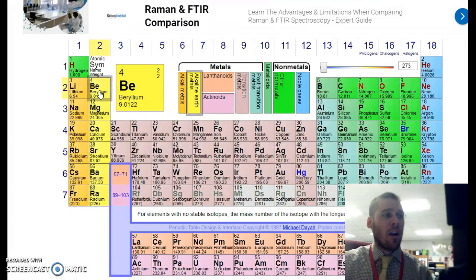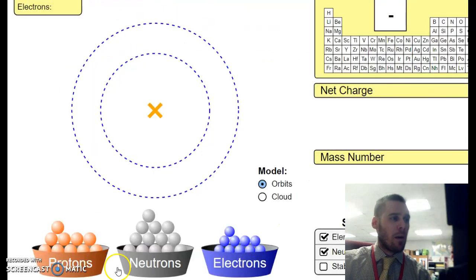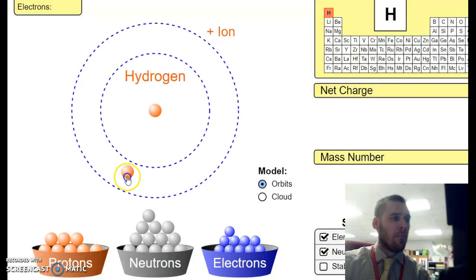Next step is I need to figure out how many neutrons it has in this atom. So I'm going to take the rounded mass number, which is 9, subtract the atomic number, which is 4, and that must mean that I have a total of 5 neutrons. 4 protons at 4 AMU plus 5 neutrons at 5 AMU is going to give us a total mass of 9 AMU for this atom. So now I'm ready to build my atom.